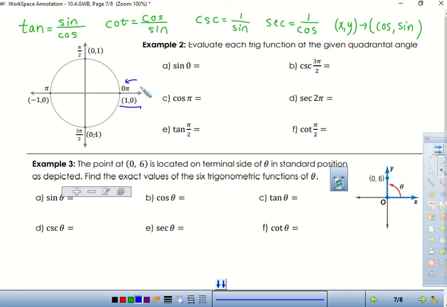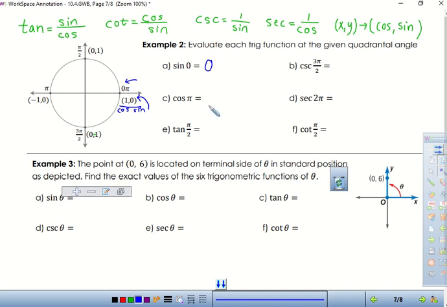So sine of 0, that's right here. So we look at the ordered pair right here. It's cosine comma sine, so sine of 0 is 0, because this is cosine and this is sine. So sine of 0 is the y coordinate, which is 0. How do you know which is which? It's always cosine comma sine. Okay. Yep.